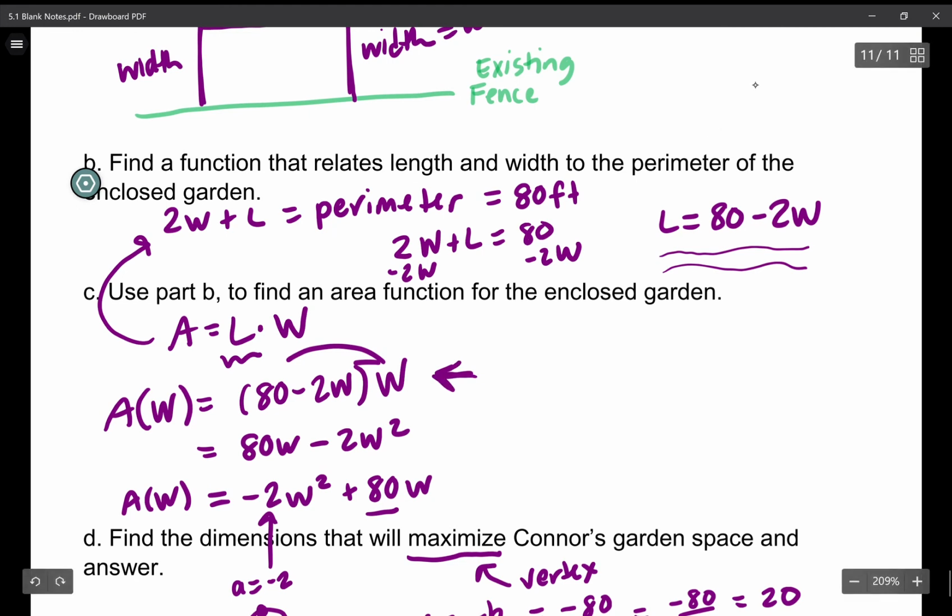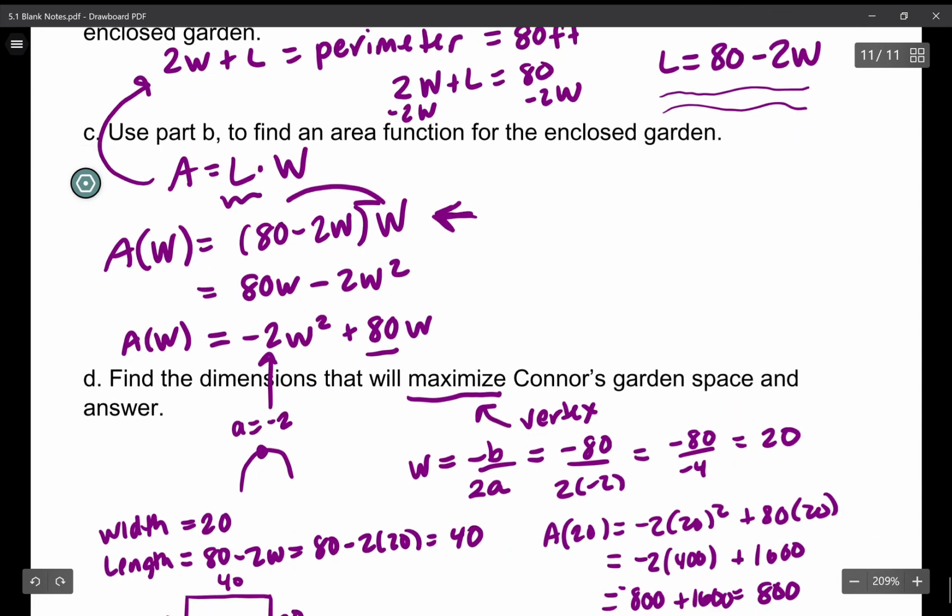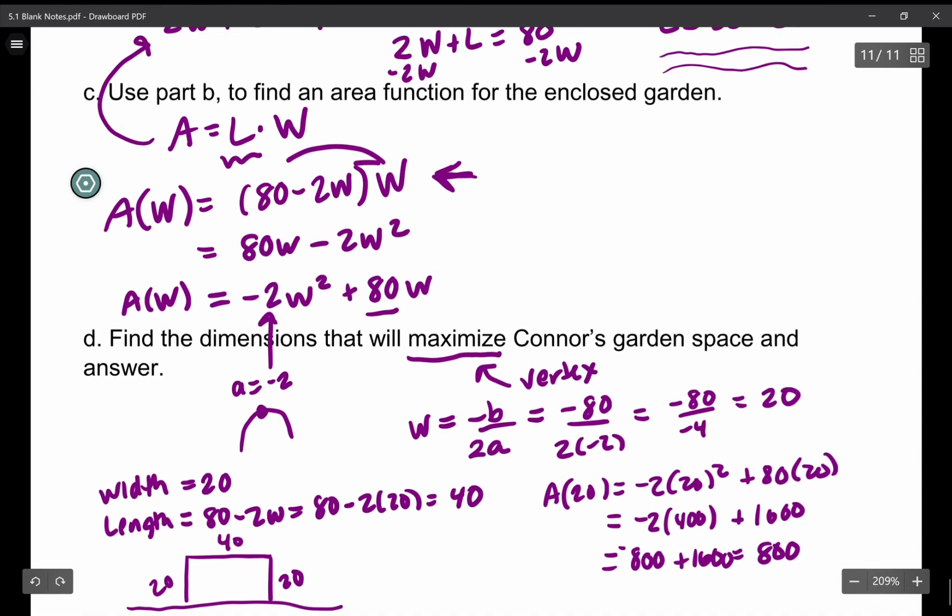Our area is dependent on our width only. We can maximize that function because we know how to find the vertex. The vertex is going to be the maximum. It occurs at the W value, and the output is the function evaluated at that point. So my vertex actually was (20, 800), right? Don't be afraid to use a graphing calculator or Desmos to help you graph these. Those can be really useful.